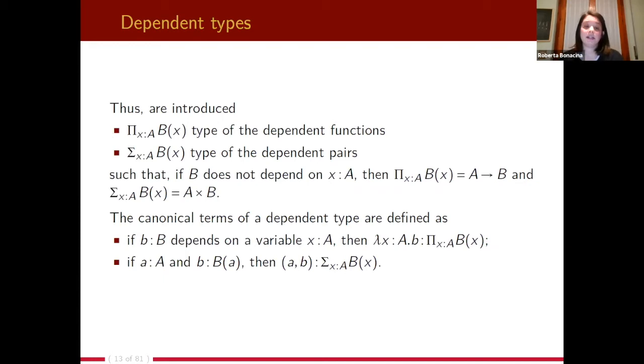Here we have that the canonical terms are defined in similar ways to arrows and product. So a canonical term of a pi type is constructed again from a term small b of type B, which depends on a variable x of type A, and we have again a lambda term, while a pair term of a sigma type is constructed starting from a term small a of the type A and another term small b, which this time is a term of the type B of a.